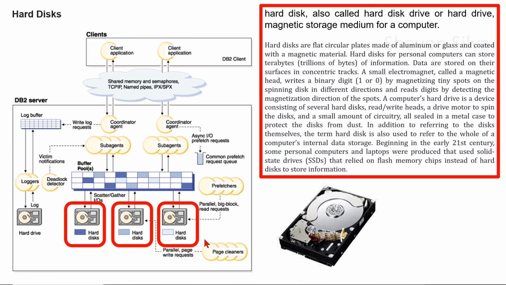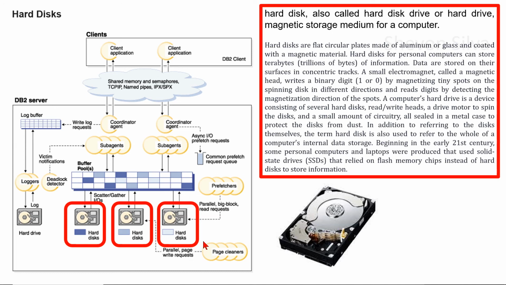Now we are considering hard disks. A hard disk, also called a hard disk drive or hard drive, is a magnetic storage medium for a computer. Hard disks are flat circular plates made of aluminum or glass and coated with magnetic material. Hard disks for personal computers can store terabytes, trillions of bytes of information.